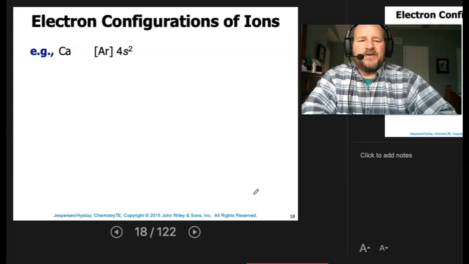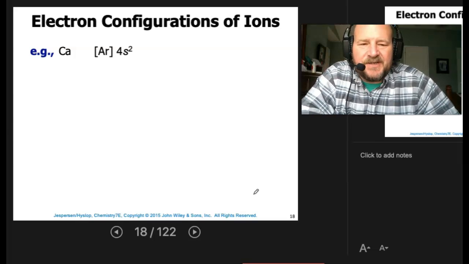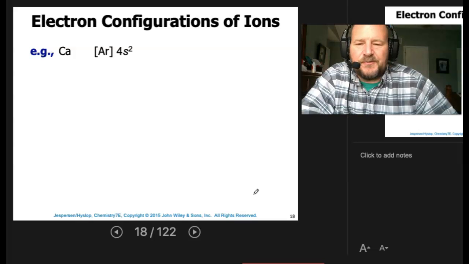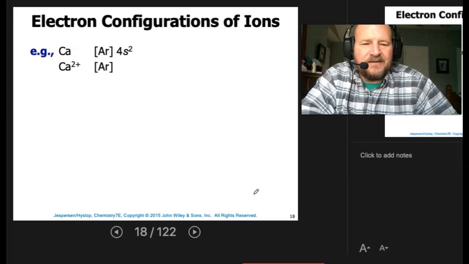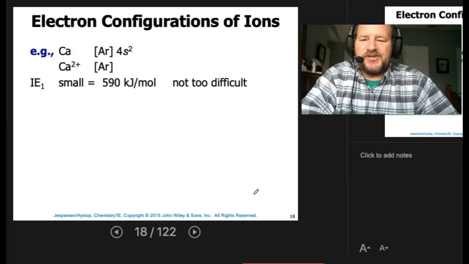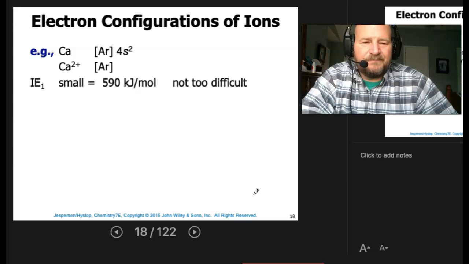All right, we can do this again with calcium. So we know calcium is going to be argon 4s2. We know that calcium typically forms a +2 charge. So what 2 electrons are going to come off? That's right, the 4s2. That means we're going to form basically, electronically, it's going to look like argon. The first ionization energy, only 600 kilojoules per mole. Again, not too difficult. A little harder than the sodium was, but that's because we're pulling a second electron out.